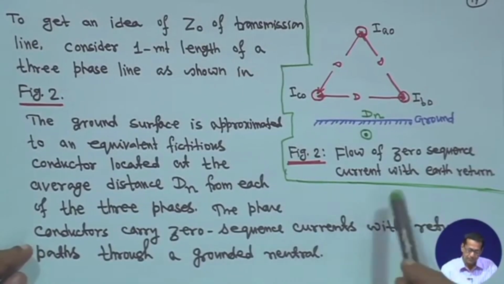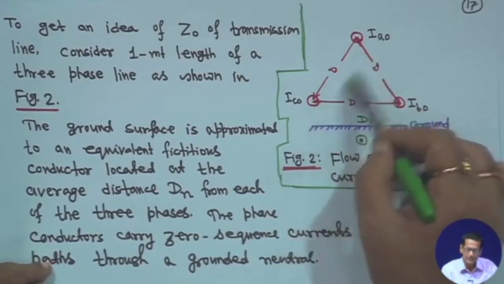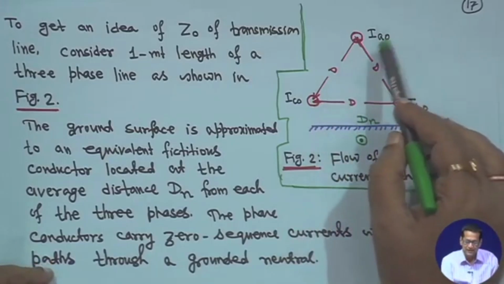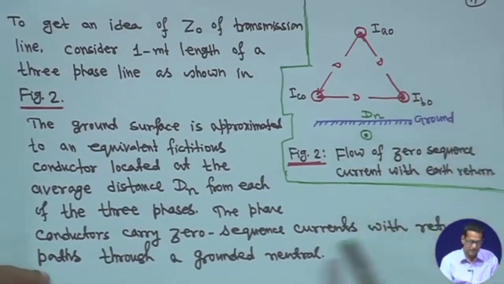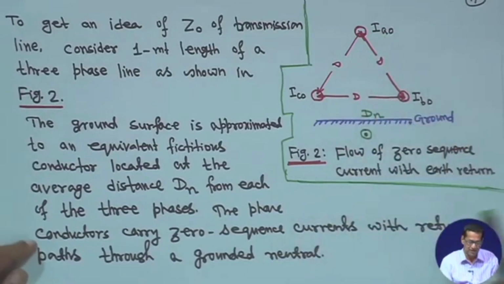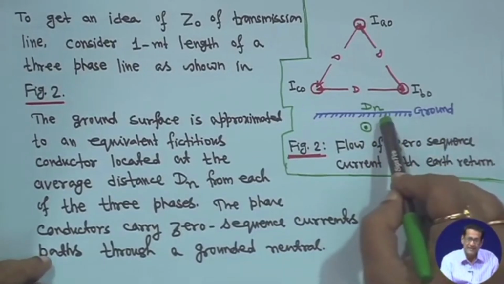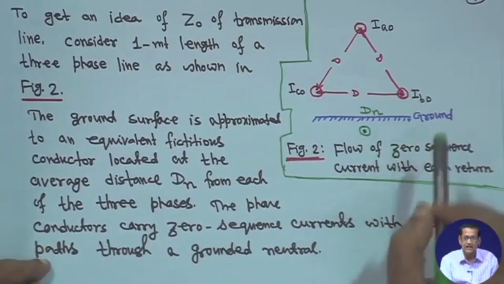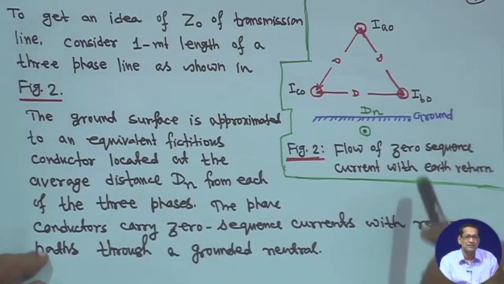We take a simple case, that is equilateral spacing with distance d, and zero sequence currents IA0, IB0, IC0 in the phase conductors, returning through a grounded neutral. This approximation dN is the distance taken from any phase to the neutral, an average distance. It is an approximation only to represent the zero sequence impedance. Thank you, I will come.